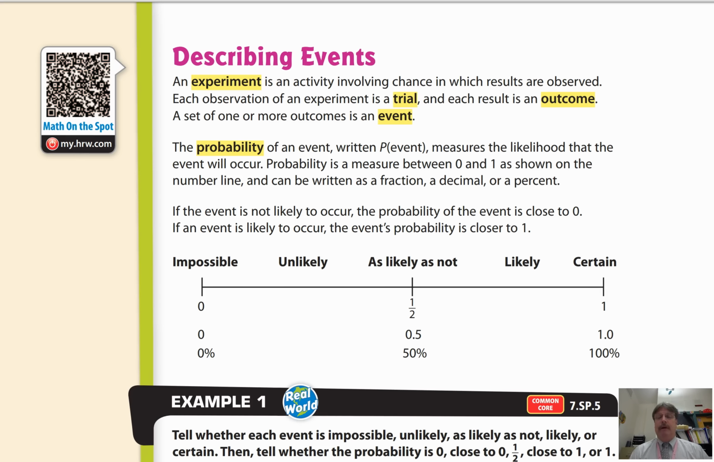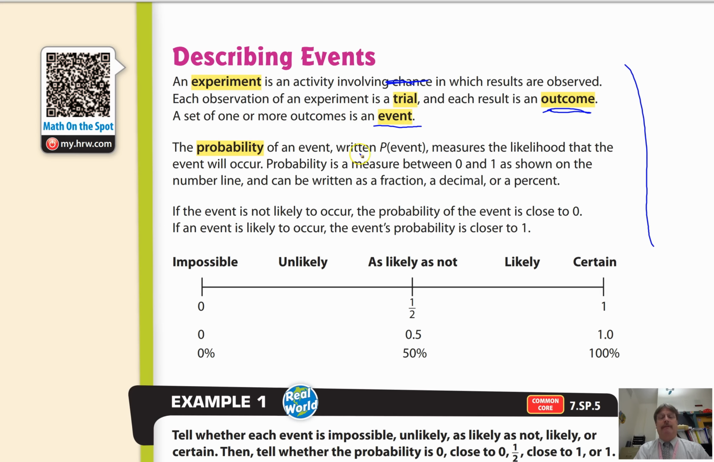So we have some information here that we need to go over. An experiment is an activity involving chance in which results are observed. Each observation of an experiment is a trial. Each result is an outcome, and a set of one or more outcomes is an event. So you are going to do an experiment in class. You're going to look at each observation, and that is a trial. You're going to have an outcome, and then all of those are called an event.